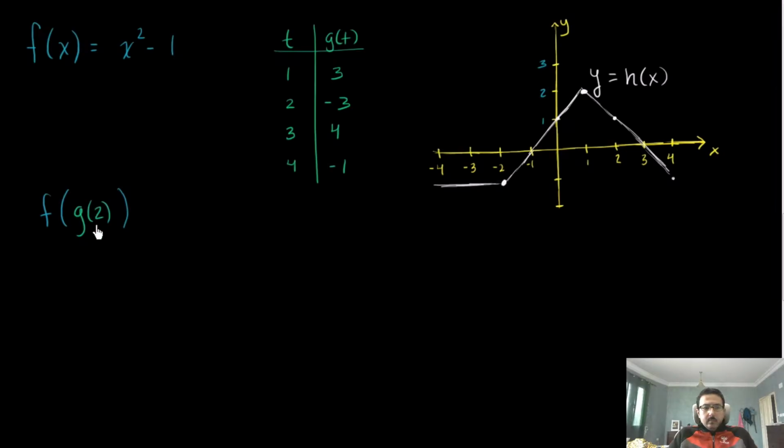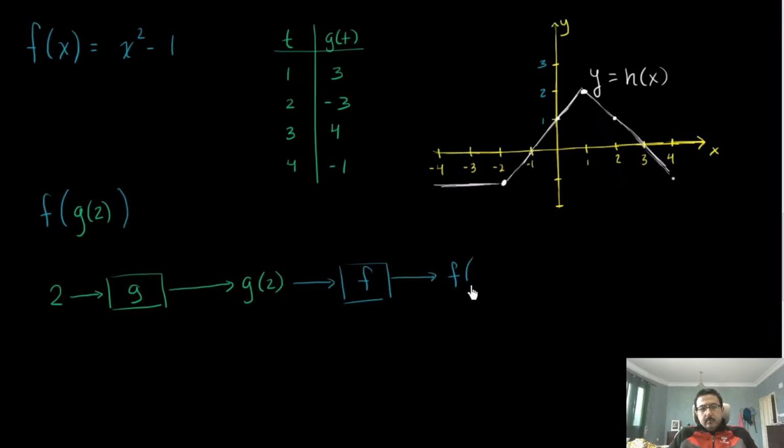So, for example, when we're saying g of 2, that means take the number 2, input it into the function g, and then you're going to get an output, which we are going to call g of 2. Now we're going to use that output, g of 2, and input it into the function f, and what we're going to get is f of the thing that we inputted, f of g of 2. So let's just take this step by step.